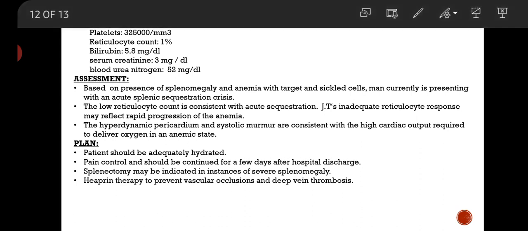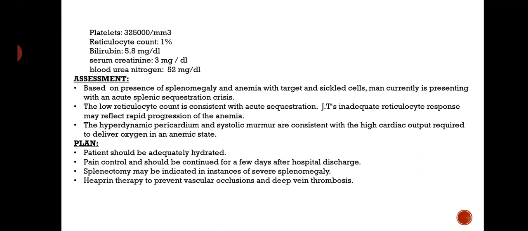Then move towards the assessment. Based on the presence of splenomegaly and the anemia with target and sickle cells, JT currently is presenting with acute splenic sequestration crisis. Splenomegaly rapidly evolves over several hours and is accompanied by progressive anemia. The low reticulocyte count is consistent with acute sequestration, because a reticulocyte response would be expected if the anemia had developed in recent days. The inadequate reticulocyte response may reflect rapid progression of anemia.